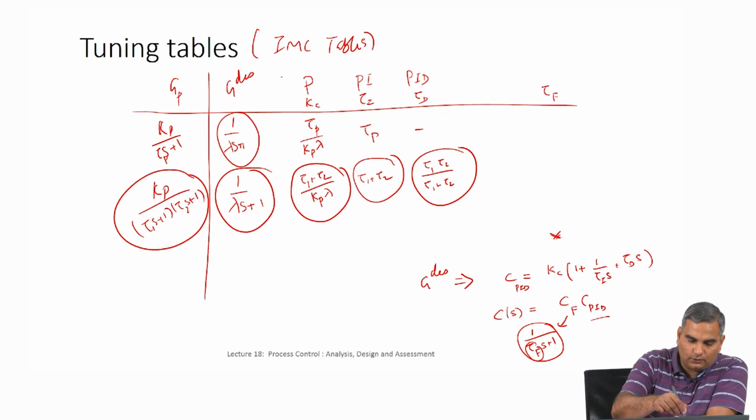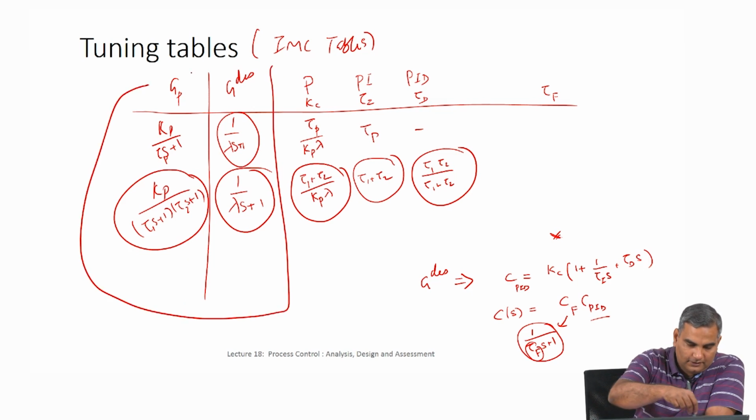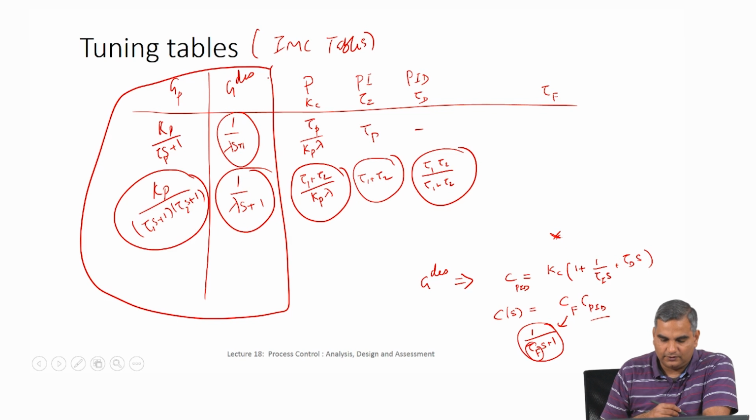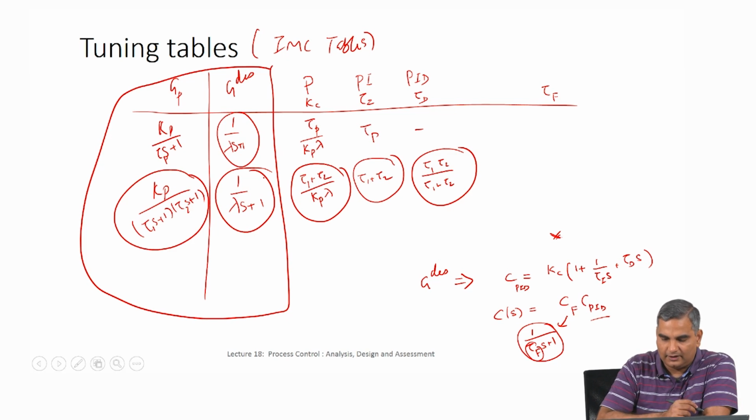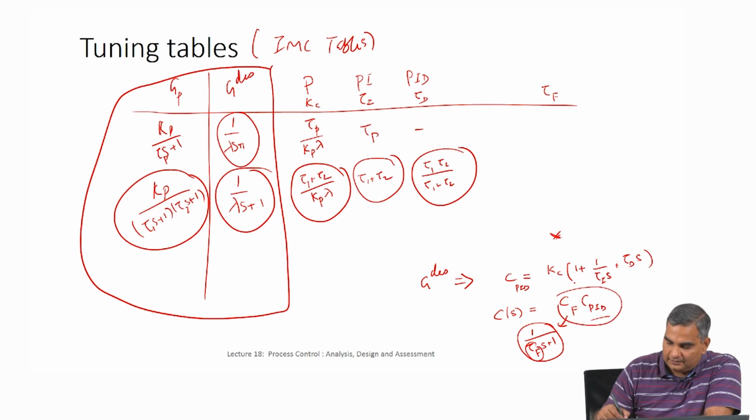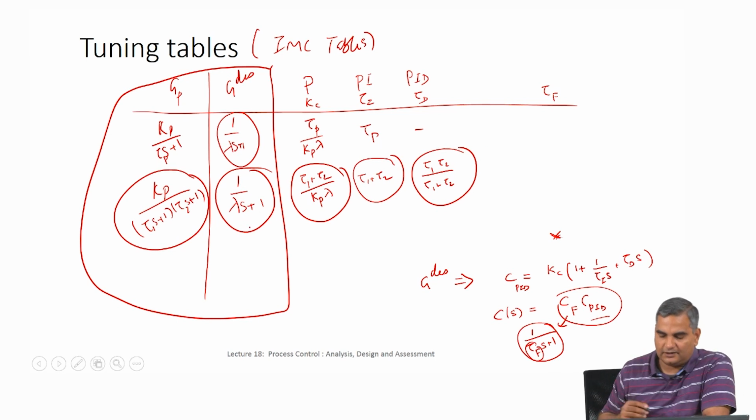So as long as you look at these two columns of these tables, and you are able to simply compute Kc, tau_I, tau_D based on the parameter values here, and in cases where this is also filled up, then you know that your controller is of this form, and this tau_f also will be computed as a function of these parameters.